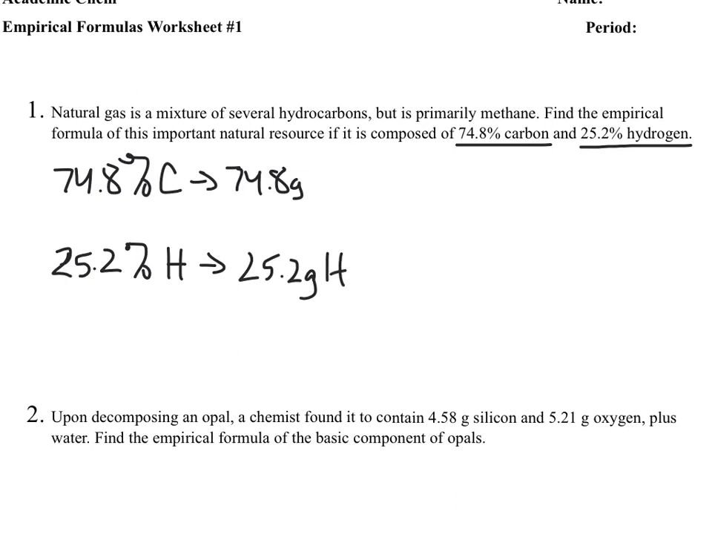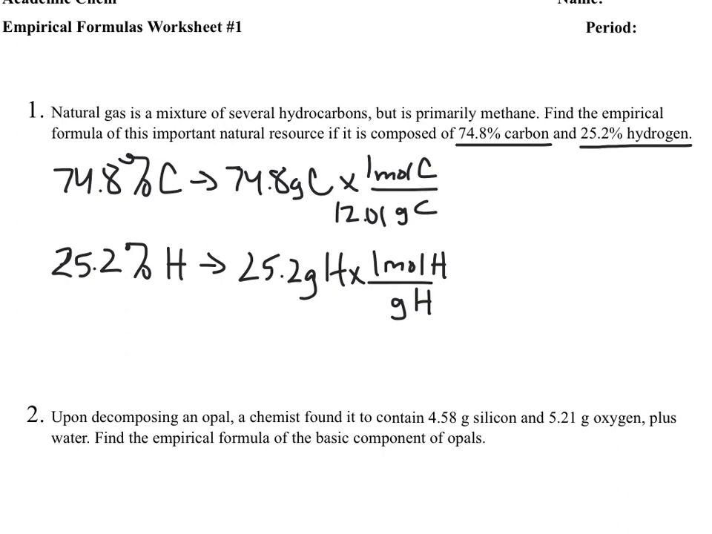Now we want to take those grams of each and convert them into moles, so we can compare how many moles of each. To go from mass to moles, we always put 1 mole up on top and the molar mass on the bottom. How do we figure out that molar mass? Just look on the periodic table. Carbon is 12.01 grams, and hydrogen is 1.01 grams.